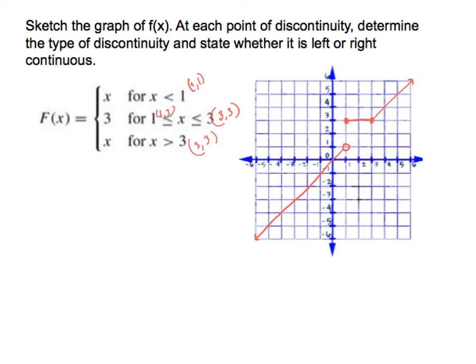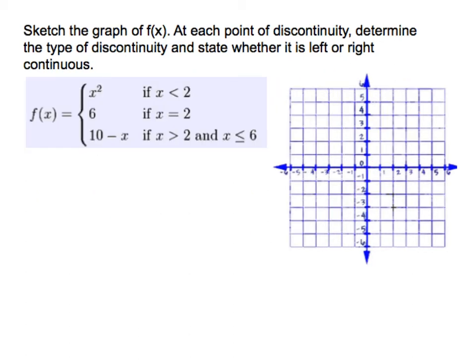So we have one moment where, if I went to the old definition of graphing without lifting my pencil, I have to lift my pencil. That is when x equals 1. So at x equals 1, we have a jump discontinuity because the one-sided limits are different, and it is right continuous because the function value matches the right-sided limit.